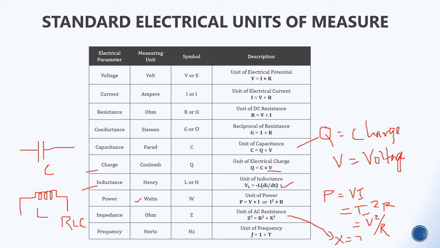We will learn about these parameters in our next video. Then the final one is frequency. The measuring unit is hertz. The symbol is capital H, small z. The equation to find out the frequency is F is equal to 1 over T.